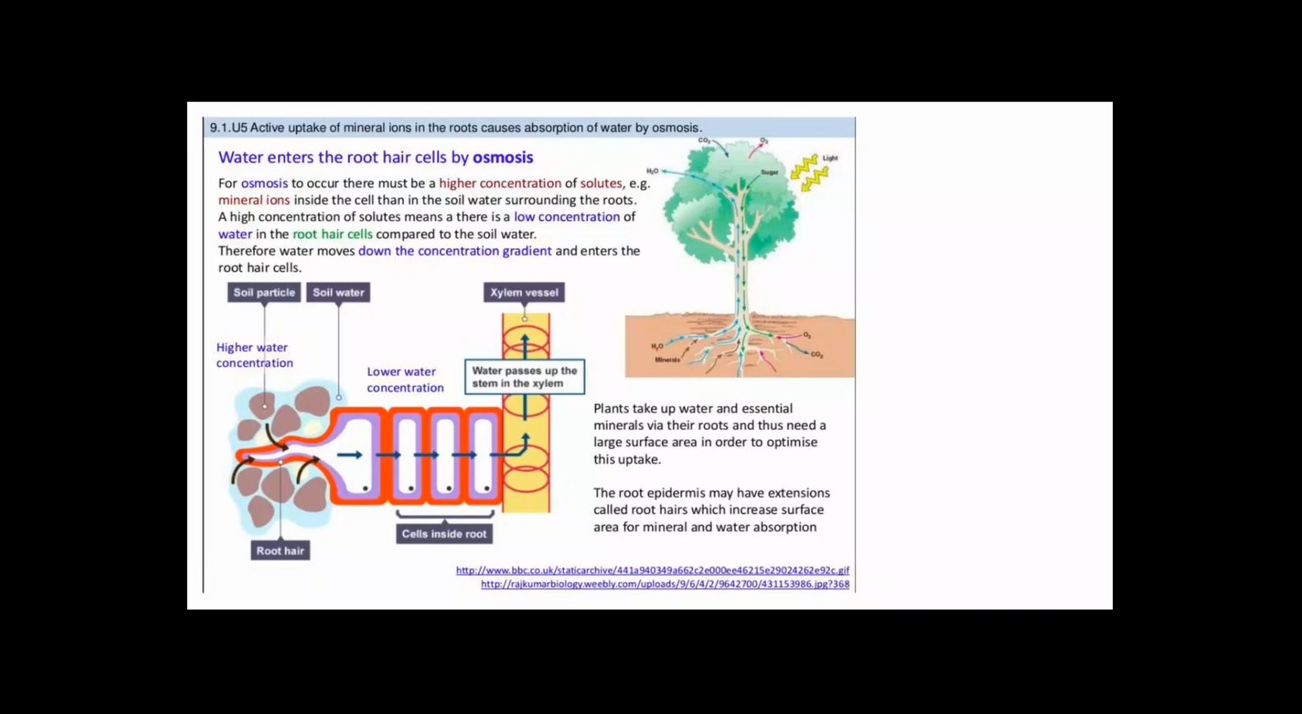And then plants take up water and essential minerals via roots, and thus need a large surface area in order to optimize this intake. And the root epidermis may have extensions called root hairs, which increase the surface area. So what we're saying here is that the high concentration of ions inside of the root, which occurs by active transport, causes water to move in by osmosis.